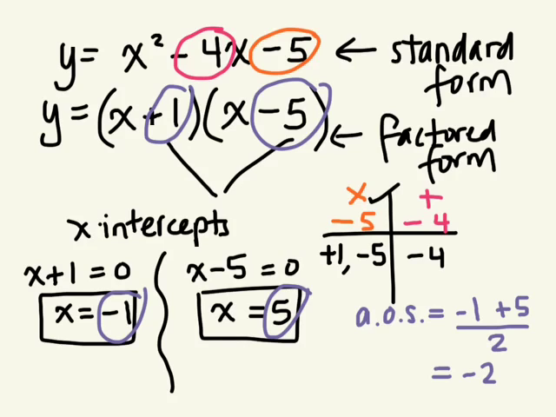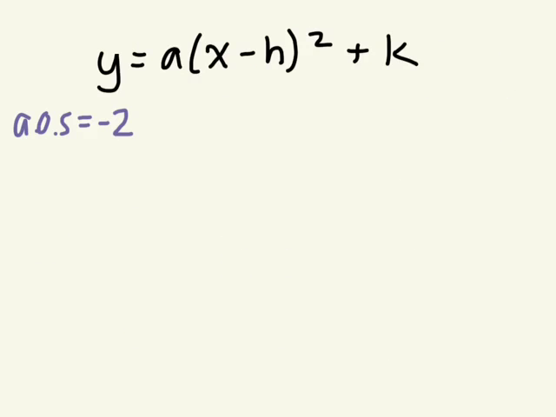But how does that help me? This question wants us to put this into vertex form. The axis of symmetry is located where on the vertex? Which value? Yeah, it's the x value of the vertex, right? The axis of symmetry passes through the vertex. Which letter, H or K, is the x value of the vertex? H. Okay, so we're going to plug in what we know so far.